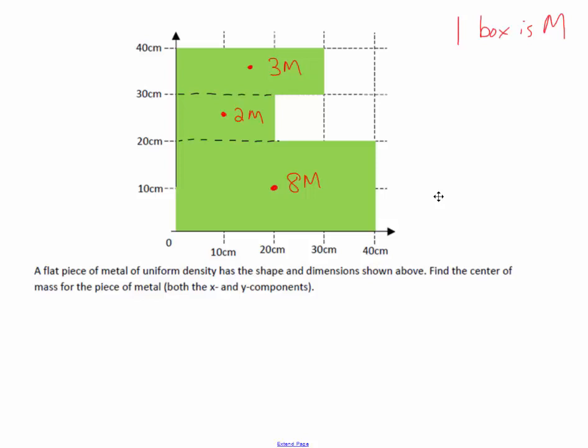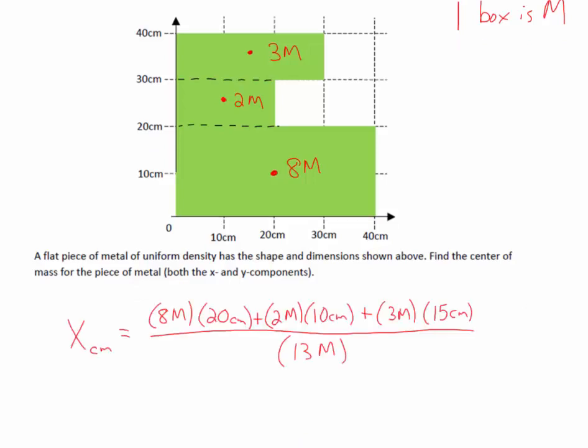You calculate the x, and here we also have y, but we're going to calculate the x and y coordinates of those 3 individual point masses. So first, calculate the x coordinate of the center of mass. We're going to do m1 x1 plus m2 x2 plus m3 x3 divided by the total mass of 8m plus 2m plus 3m. So m1, that's the 8m, its x coordinate is 20 centimeters.